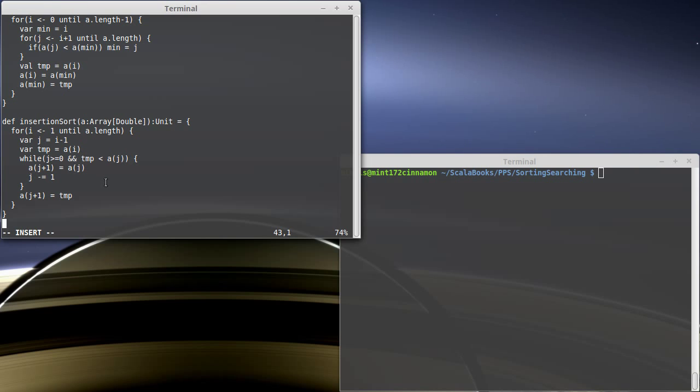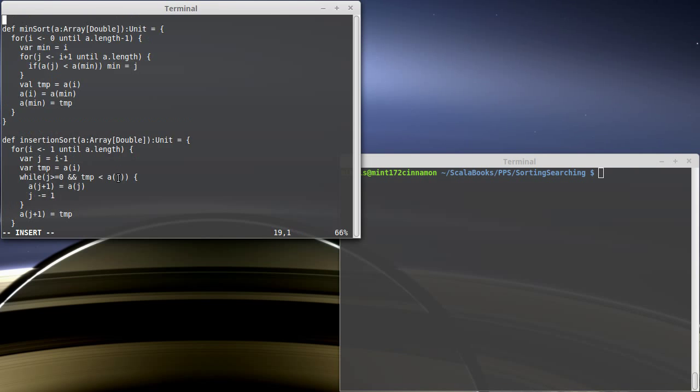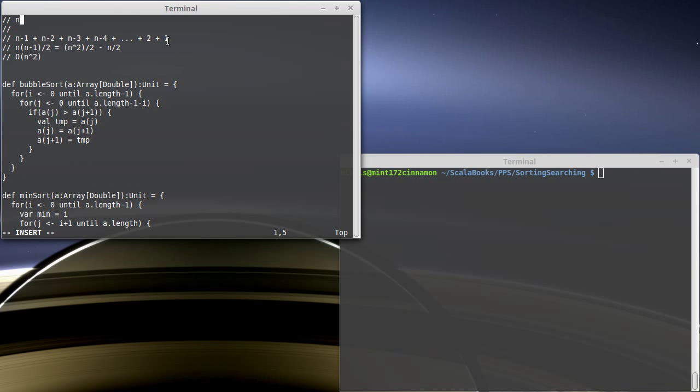But instead of starting with n minus 1 plus n minus 2, the first one gets pushed back 1, the second one gets pushed back 2, the next one gets pushed back 3, up to n minus 1. So we would have the same sum that we have here, it's just in the opposite order. Of course, addition is commutative, so it doesn't matter. And we would do exactly as much work in the worst case.